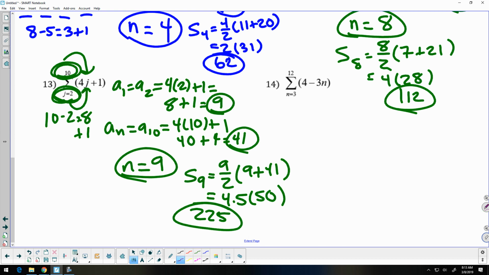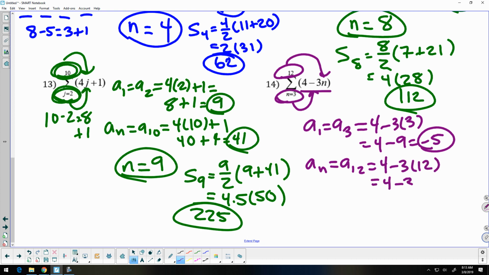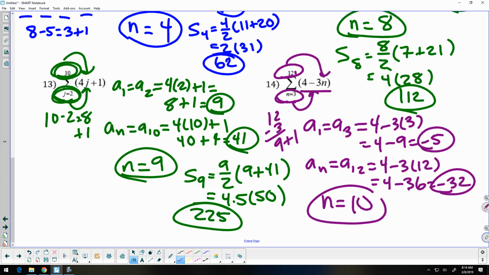So we're finding the sum from the 3rd term to the 12th term. Again, here's our formula. So if I want the first term, which is technically the 3rd term, take 3, plug it in. So 4 minus 3 times 3. So 4 minus 9, that's negative 5. Now find the last term, which is going to be the 12th term in this case. So 12 goes in. 4 minus 3 times 12. So that's 4 minus 36, and that's negative 32. Okay, now find n. How many total terms are we talking? From 3 to 12. Well, again, 12 minus 3, that's 9. Plus 1 more, though, n would be 10.